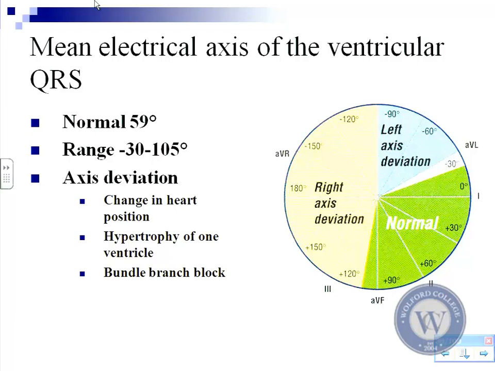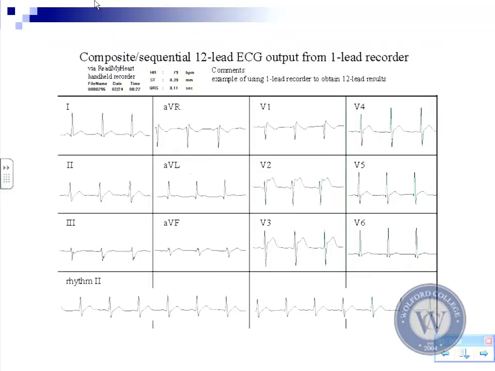If you see a left axis deviation, the most common cause is left bundle branch block. Left ventricular ischemia can also cause a left axis deviation, which is worrisome. The other thing that can cause a left axis deviation would be left ventricular hypertrophy, where the thicker the muscle, the longer it takes to fire. So you'll see the axis rotate to the left.